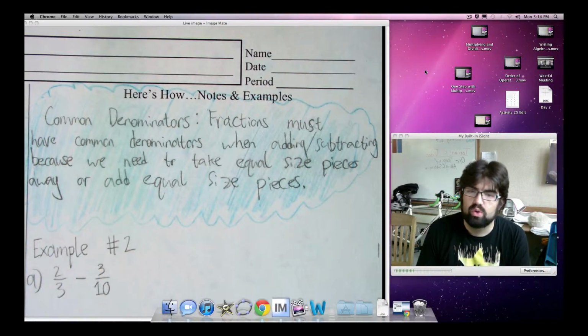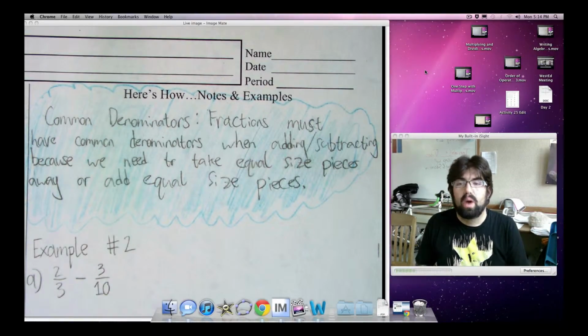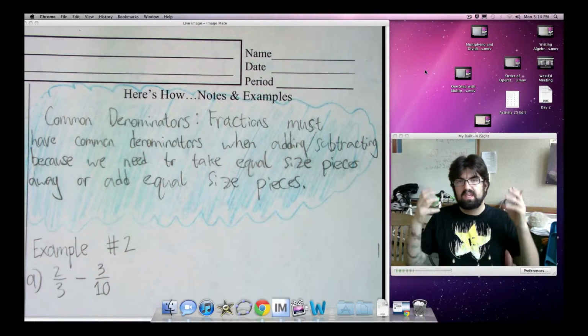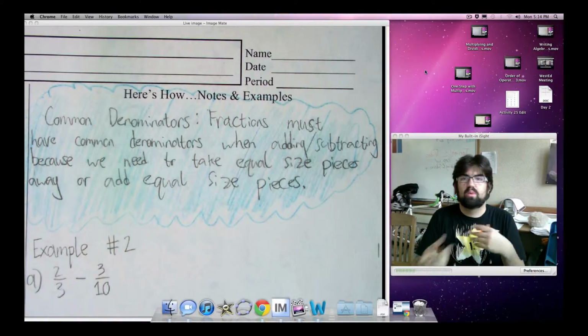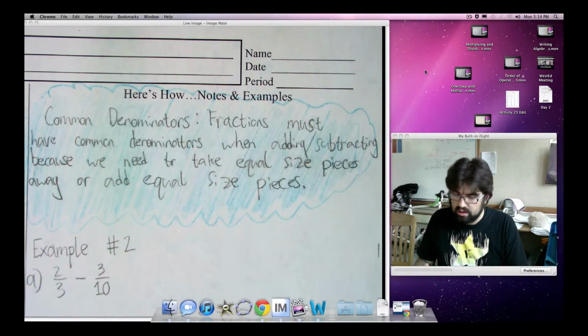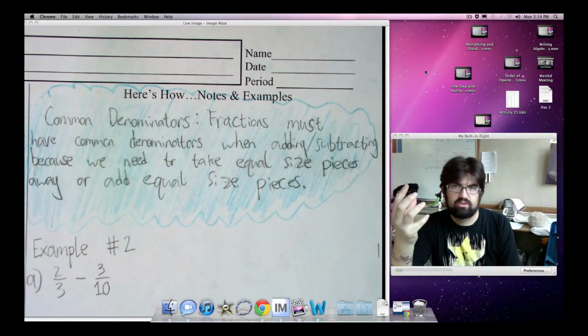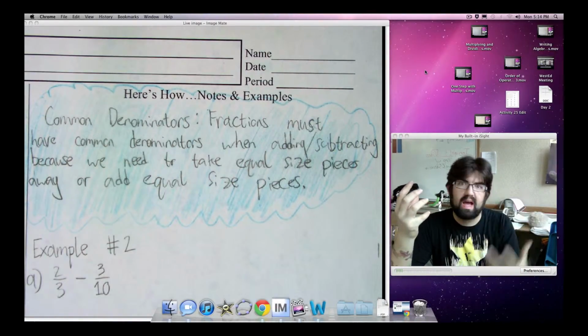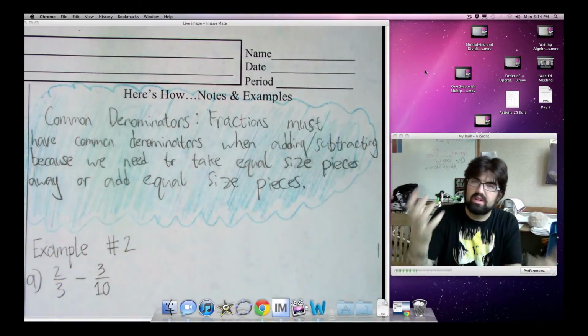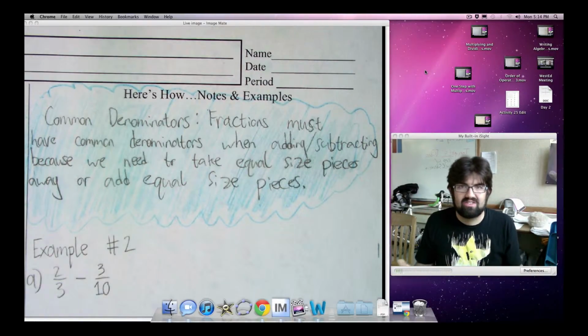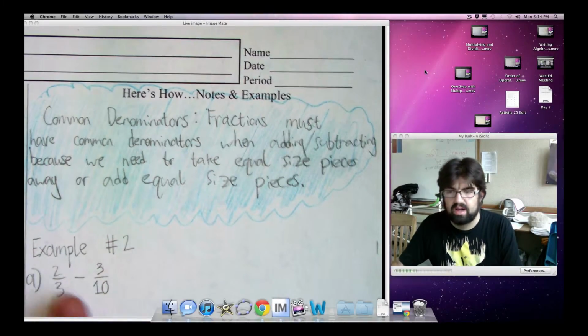Because we need to take equal sized pieces away or add equal sized pieces together. I need the pieces to be the same size if I'm taking them away. Let's say you walk into a store and you need a bag of 10 marbles, but they've only got 12 packs of marbles. How are you going to take 10 marbles away from 12 packs? That's not going to work. Common denominators. Here we go.